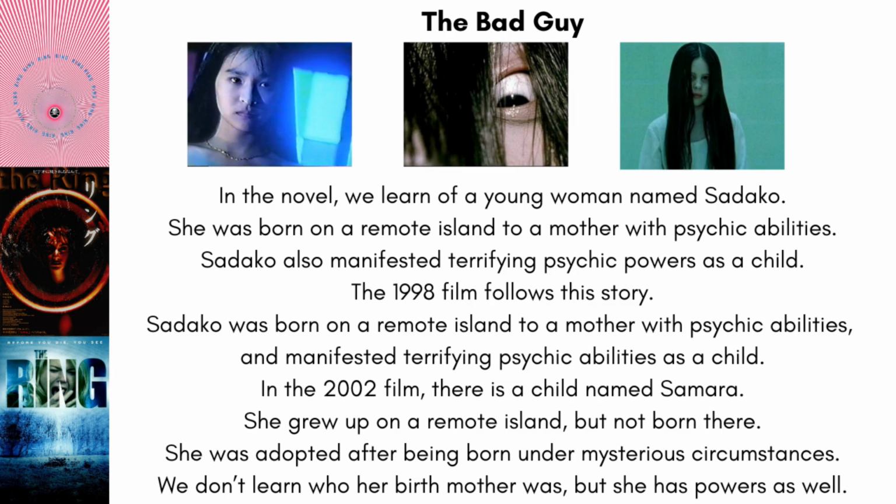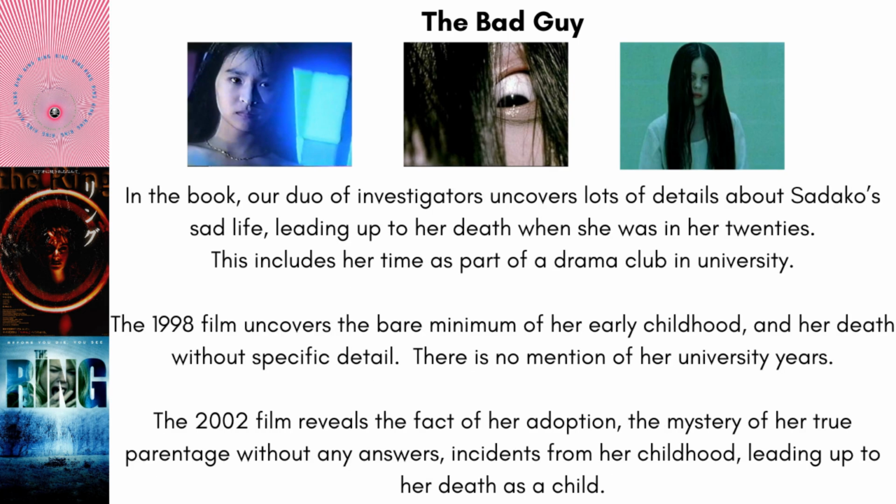She grew up on a remote island but was not born there. She was adopted after being born under mysterious circumstances. We don't learn who her birth mother was, but she has powers as well. In the book, our duo of investigators uncovers a lot of details about Sadako's sad life, leading up to her death when she was in her 20s.